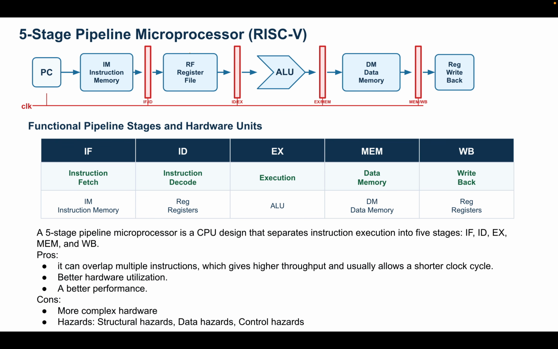Next is the 5-stage pipeline microprocessor. There are 5 stages in this model. The first is IF, the second is ID, then EX, MEM, and WB. Between each hardware unit, 4 different registers are inserted to split the hardware, which splits the full process into 5 stages.